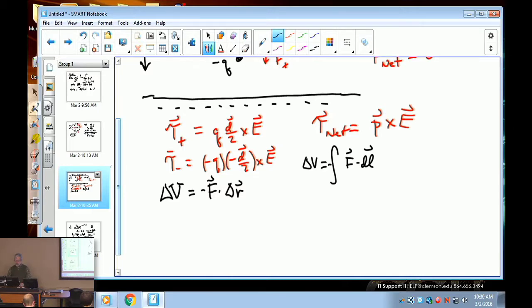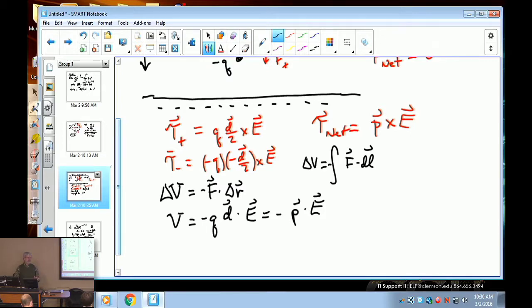Okay, so then I can write the total potential energy. It turns out to be negative QD dot E, or negative P dot E. And that says that the dipole wants to have the lowest potential energy. If it starts from rest, it's going to move in that direction, and that's going to try to align the dipole with the electric field. So in a uniform electric field, the dipole is going to act like a compass. It's going to rotate until it points in the direction of the electric field.